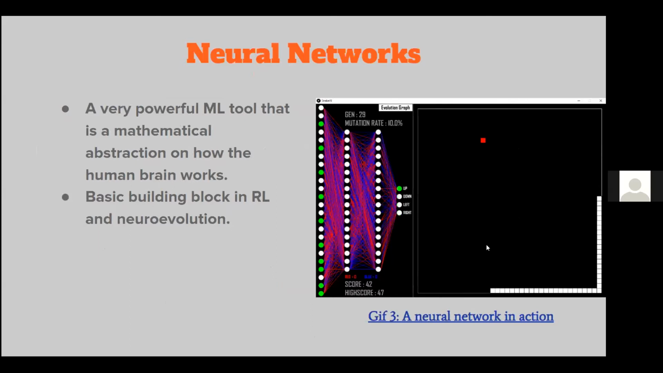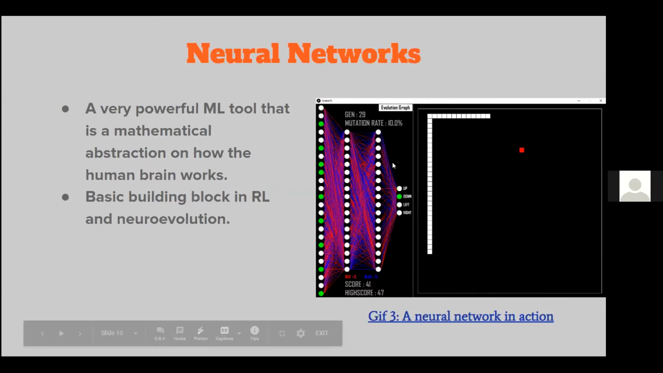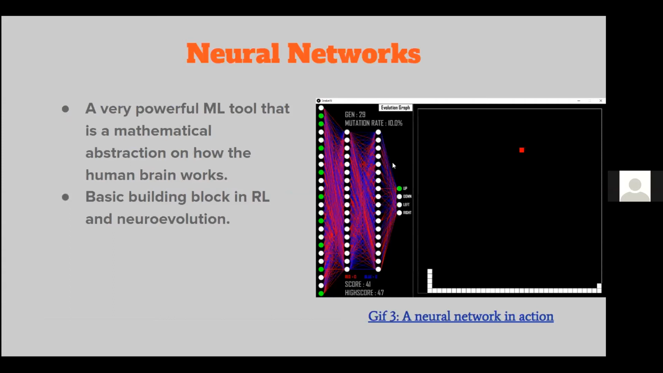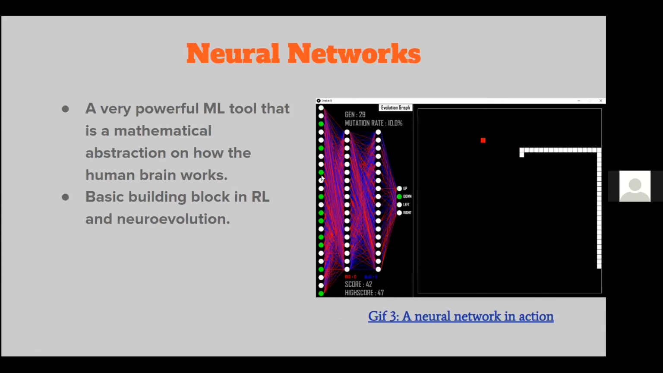Here I have an example of a neural network playing Snake. I'm sure you must have played Snake on your old cell phones. This is what a neural network actually looks like, and it is the basic building block of a modern machine learning algorithm. There are two important layers, the first and the third layer. The first layer is your inputs. What does the robot or artificial agent see?